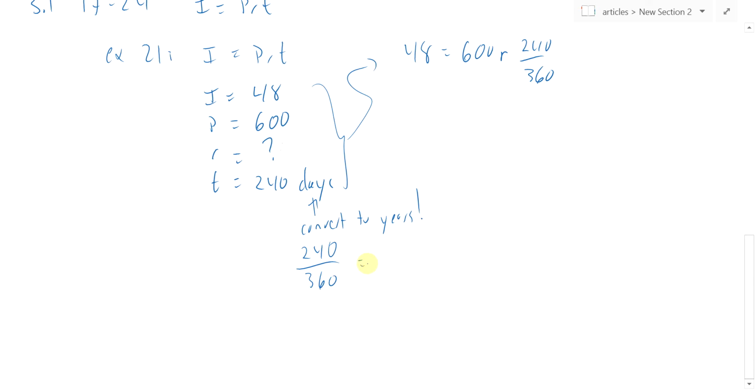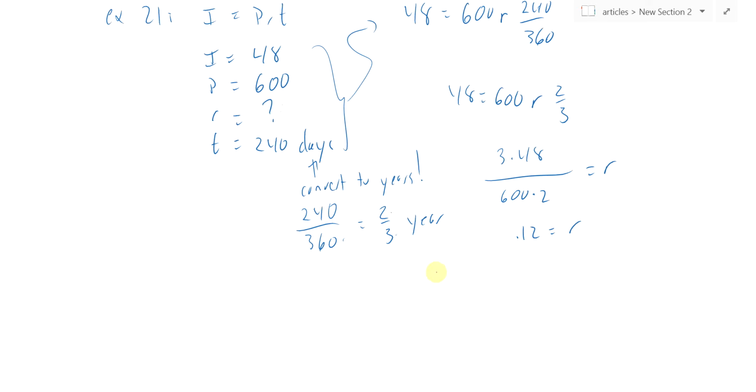So 240 days is how much of a year? Well, 240 divided by 360, and that is 2/3. So 240 over 360 up here, that's my 2/3 of the year. That's where that came from. So 48 equals 600 times R times 2/3. And you just need to solve that for R. So we multiply both sides by 3 and divide by 600 times 2. And that's my R. And if you actually divide that all out, you get 0.12 equals R.